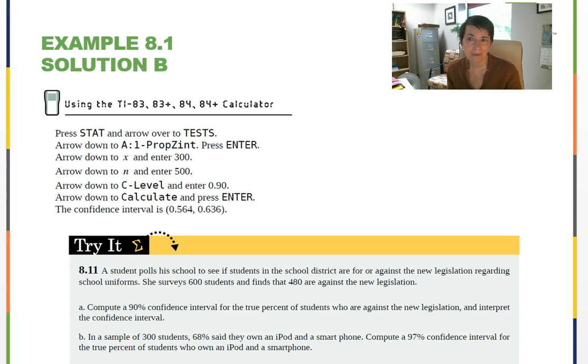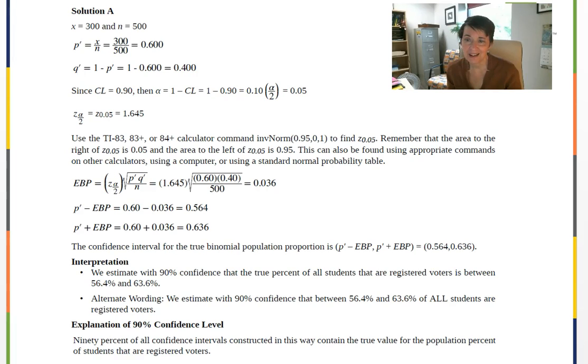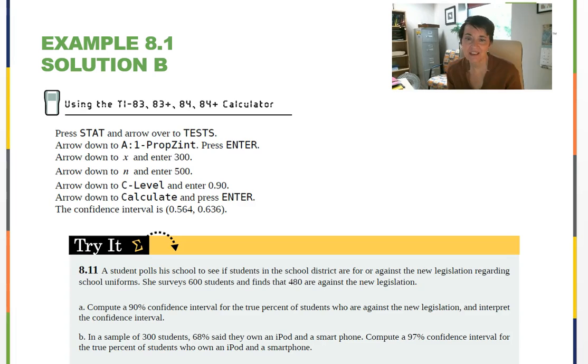So let's see what the calculator can do for us. This one, we still use the calculator a little bit, but to get the z number, but let's see what else the calculator can do. So we're going to go to stats and tests, and we're going to go to 1-PropZInt and push enter. Then down arrow and enter 300 for x, down arrow to n and do 500. That's our data, right? Confidence level of 0.9, calculate, and we get the answer.